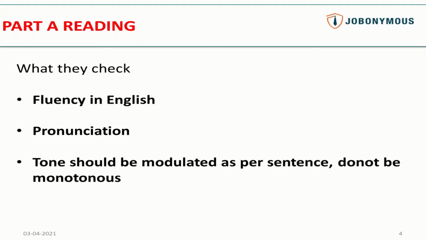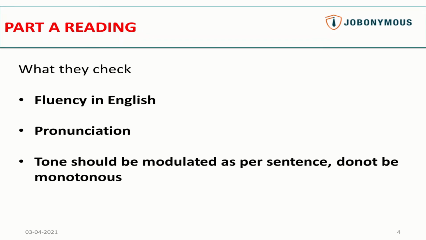So it's a pretty simple round, but there are certain things that Amazon wants to check in this round, which includes your fluency in English. So when you are reading a sentence, you should be fluent. Your pronunciation should be correct. The pronunciation for each word should be correct, and you should modulate your tone according to the sentence, so you should not sound monotonous.